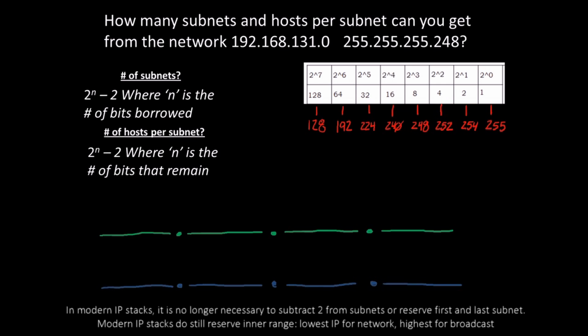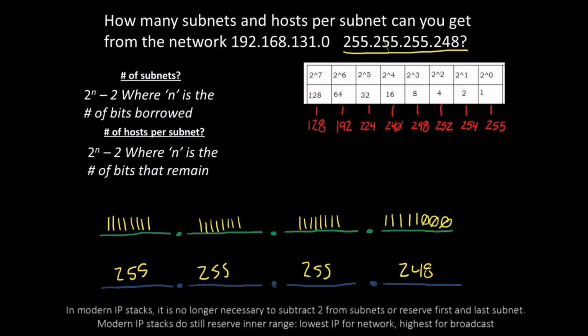So this one wants to know how many subnets and hosts per subnet can you get from the network 192.168.131.0 with a subnet mask. So here we didn't get slash notation. We actually got a whole subnet mask written out for us, which is nice and easy. So we're going to go ahead and write that down right away. Okay, we're going to convert this to binary, which gives us this right here.